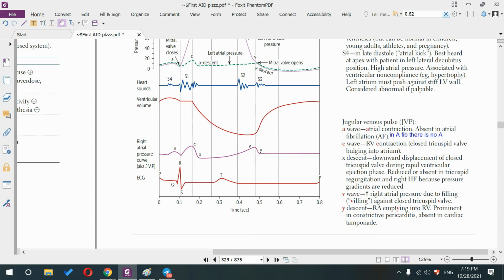Okay, let's speak about what's written here. We have jugular venous pulse. So we have A wave, C wave, X descent, V wave, and Y descent. So the A wave is atrial contraction. It's absent in atrial fibrillation.